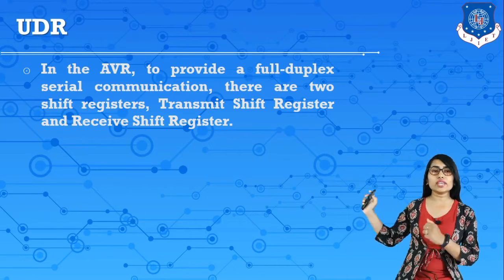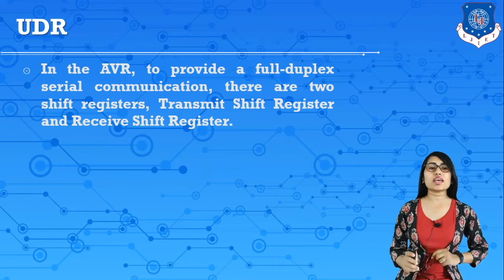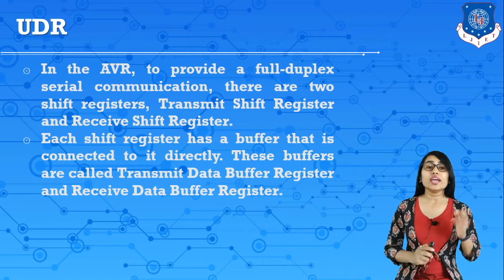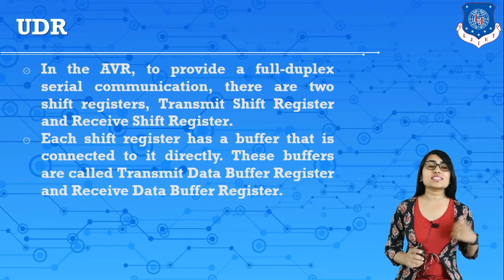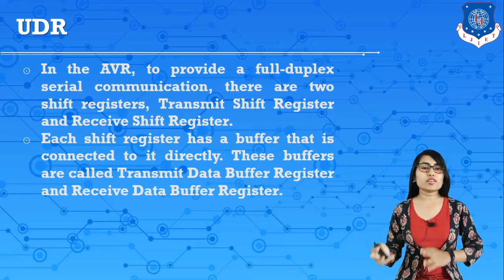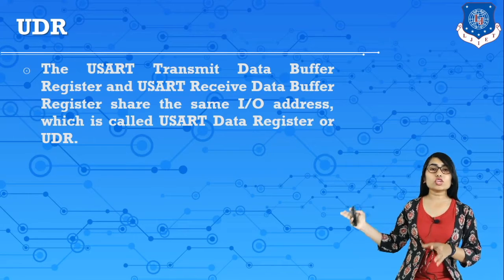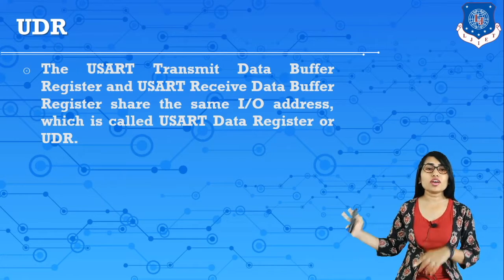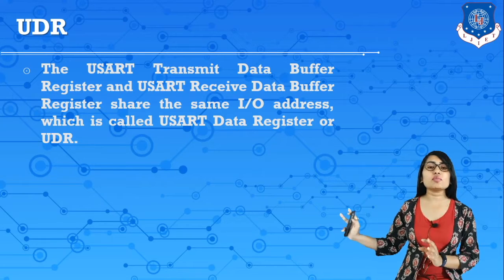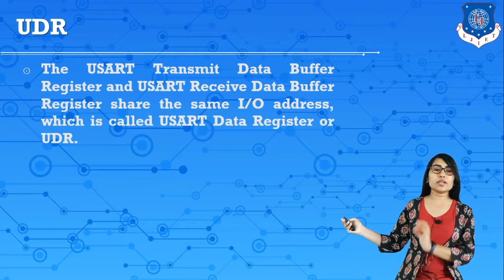Now next is UDR. In an AVR, to provide full duplex serial communication, there are 2 shift registers, the transmit shift register and the receive shift register. Each shift register has a buffer that is connected to it directly. These buffers are called the transmit data buffer register and the receive data buffer register. These are the USART transmit data bus buffer and USART receive data bus buffer. These two share the same IO address, which is called the USART data register or simply UDR.